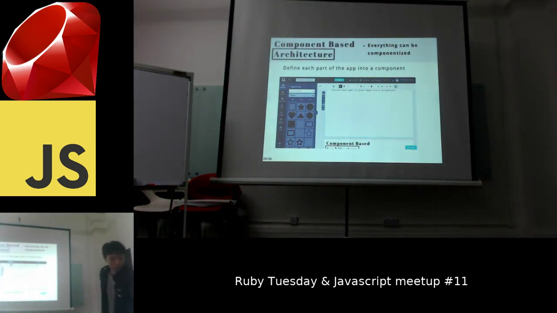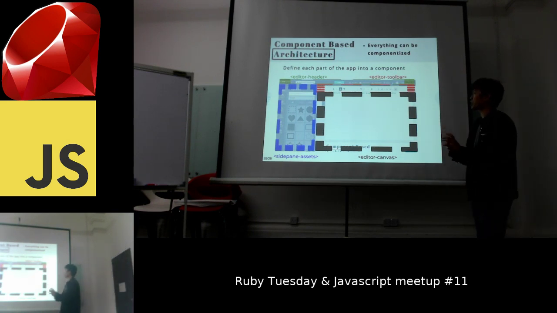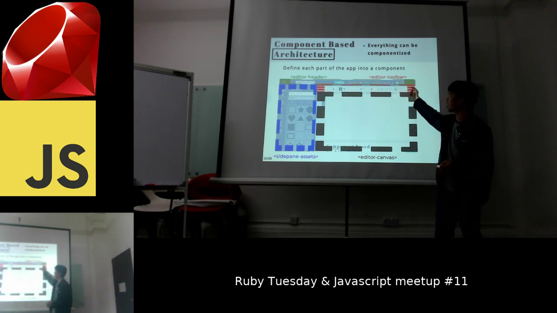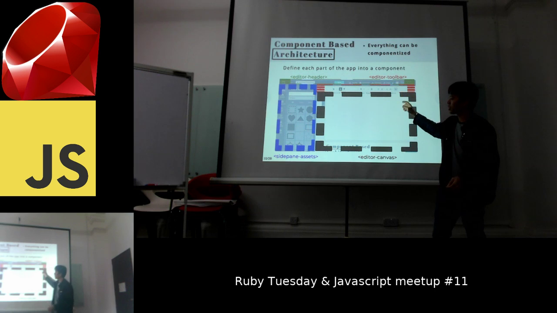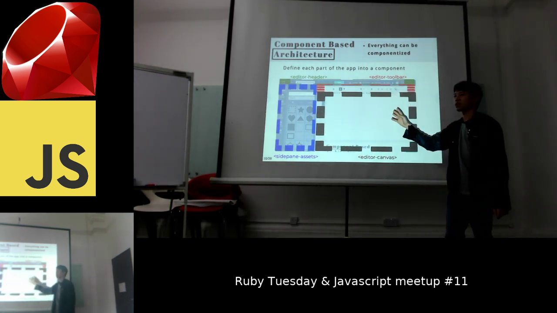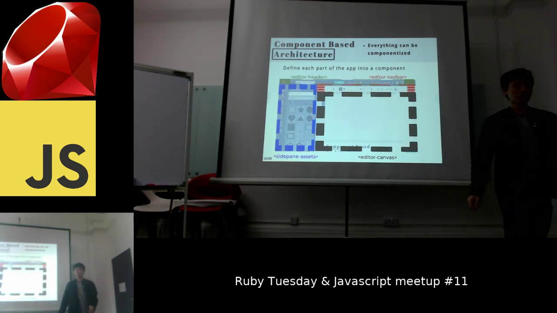Okay, so from our side, we call this part the editor header, and the red one we call the toolbar. This part we call side pane assets, because it's a side pane that holds the asset library, and here we call it canvas.